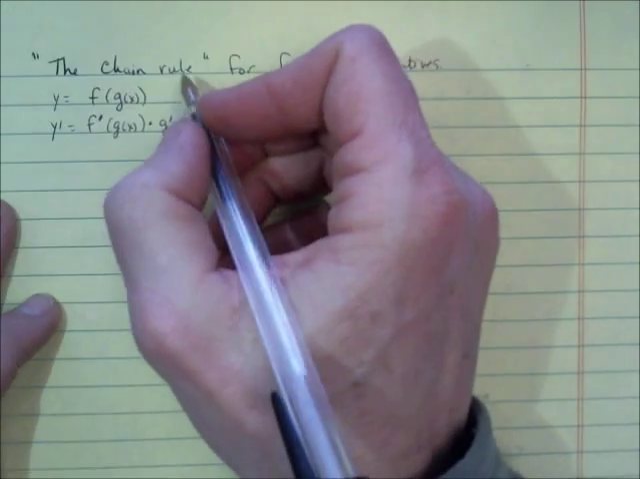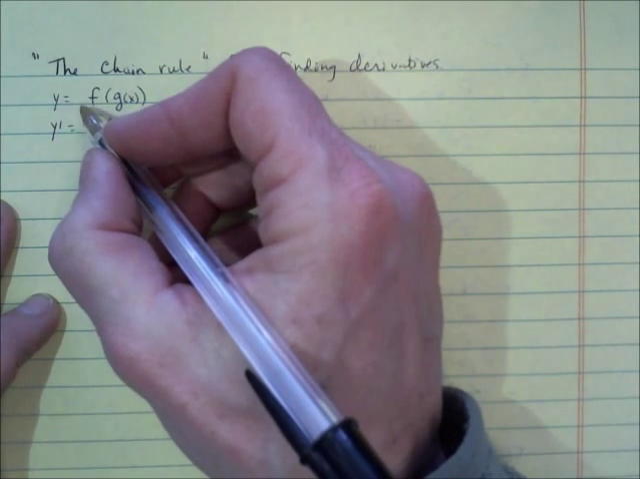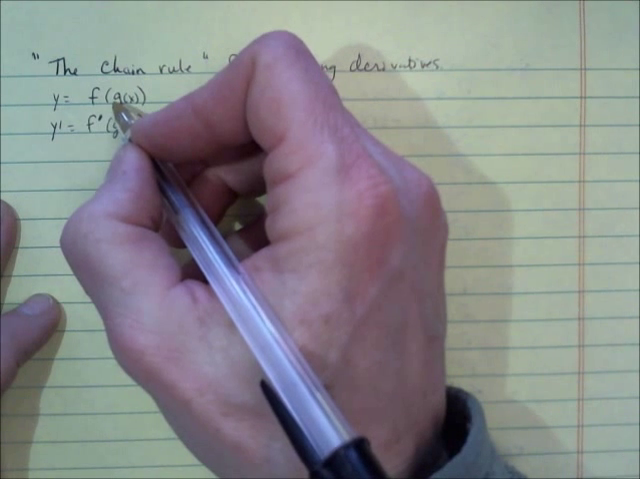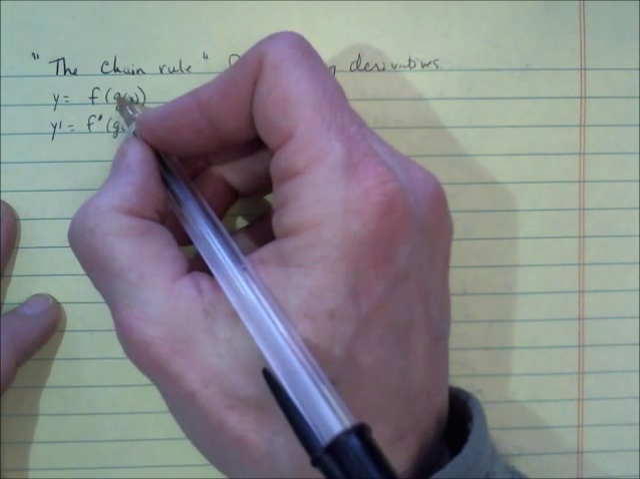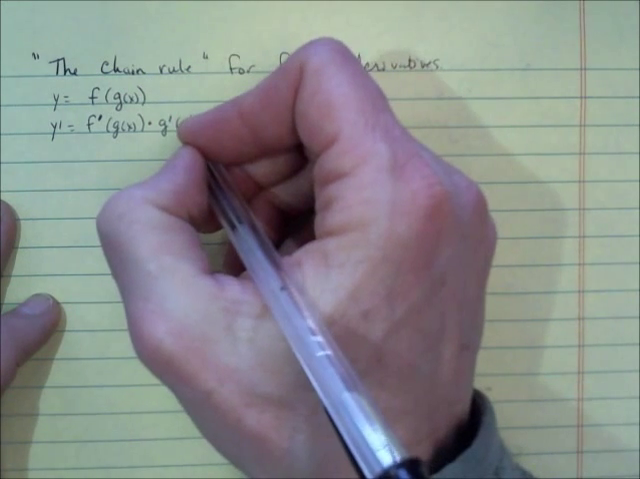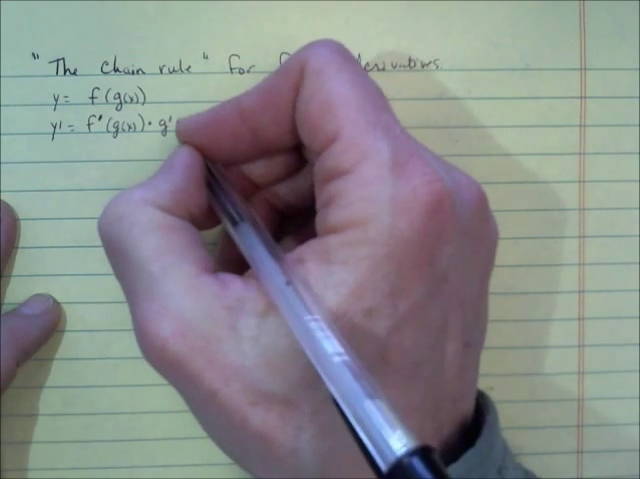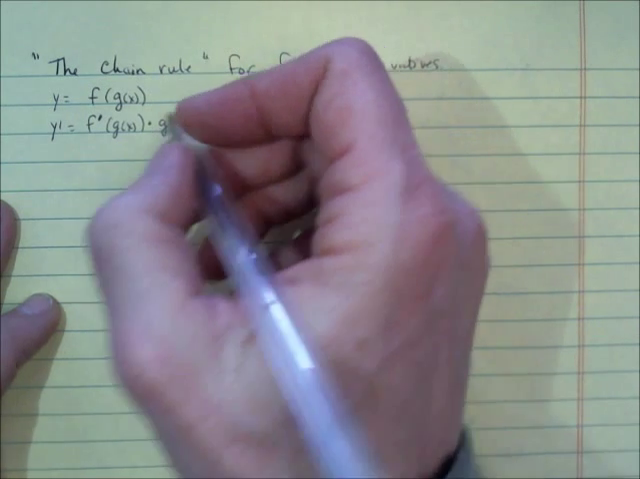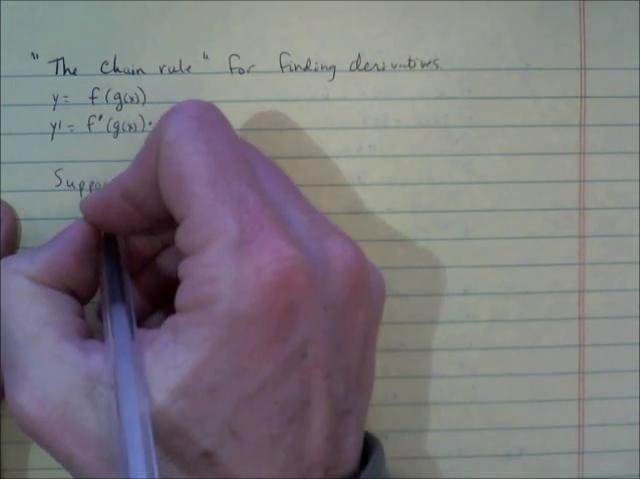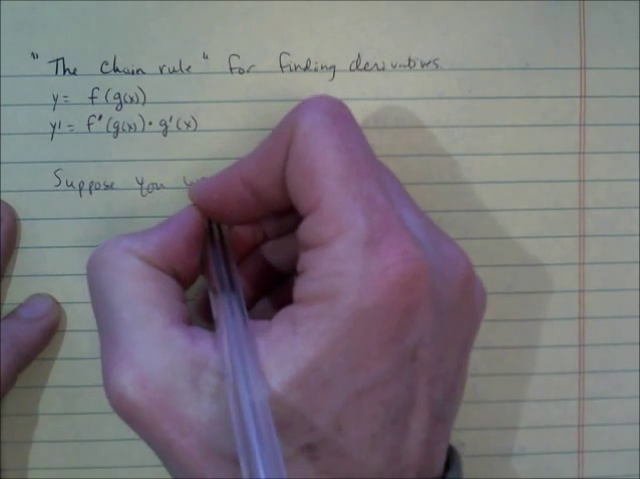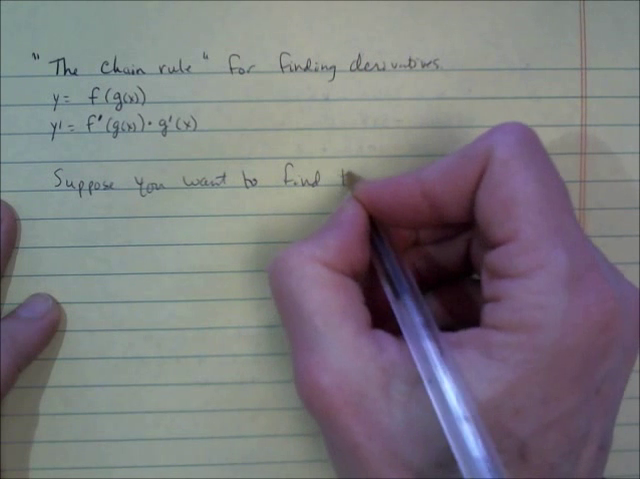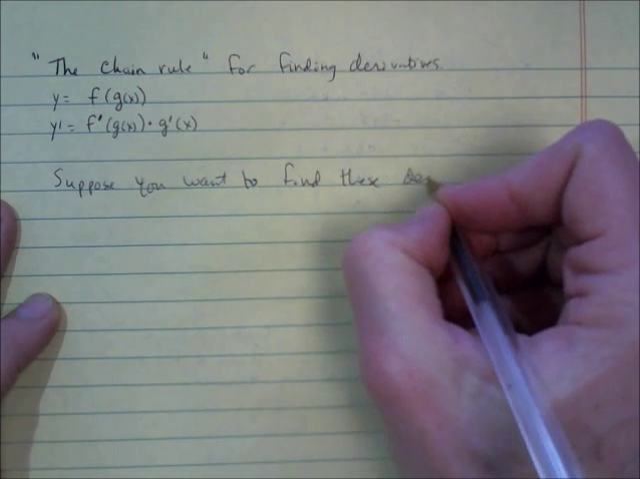The chain rule is often forgotten because a lot of times when students see a function, they don't recognize it as a composition, as f of g of x. So they're just going to find the derivative and stop right there and forget about the whole second part of it. So this is the important part that's easily forgotten. Let's suppose that we want to take a couple of derivatives. Suppose you want to find these derivatives.